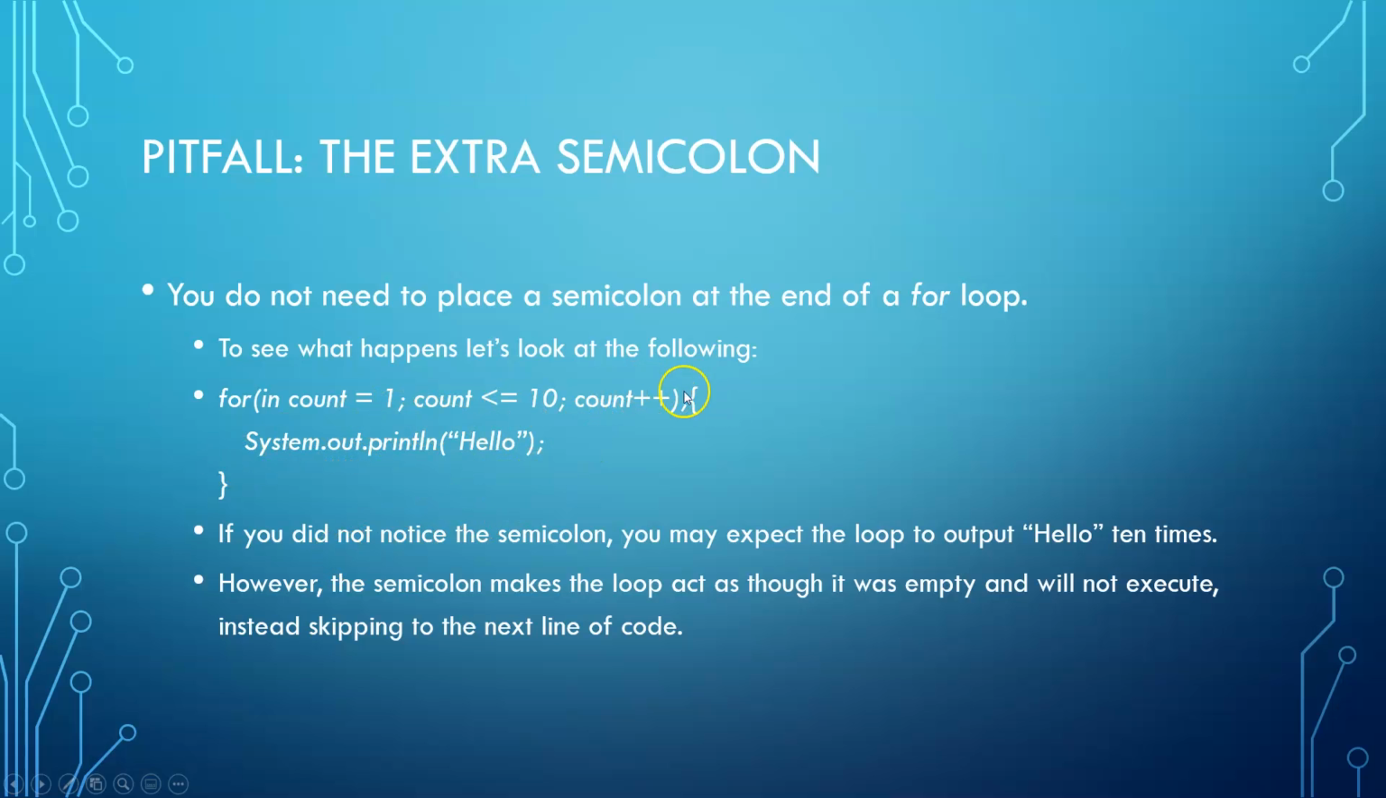Now, if you did not notice, there's a semicolon stuck in right here, and you may expect the loop to output hello 10 times. However, by putting a semicolon here instead of a curly bracket, it makes the loop act as though it's empty and will not execute it. Instead, it's going to simply skip to the next line of code. So whatever was after this curly bracket here would then happen. So you don't want to use semicolons in a for loop, ever.